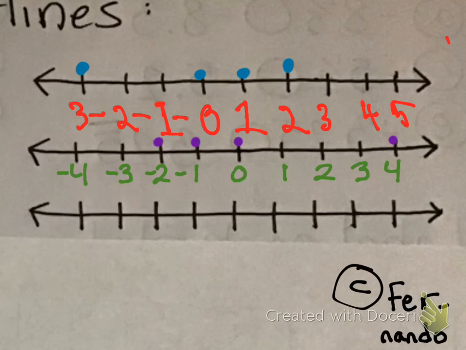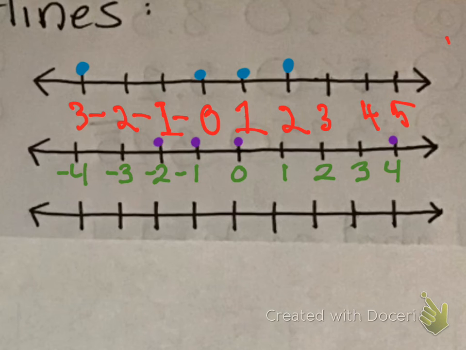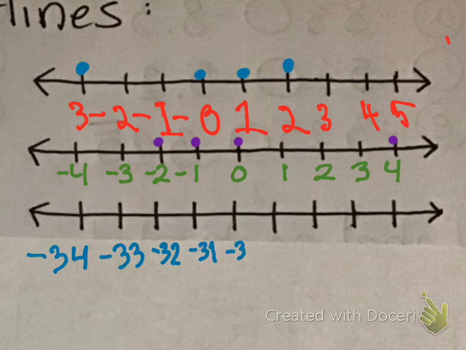Now I want to invite Fernando up to do number C. So Fernando's going to be graphing C. Excellent. So Fernando set up his number line, and now he's going to graph the points. Just tap, yeah. Excellent. Do we agree with him? Yes, great job. So what do we notice about Romario and Hannah's number line?